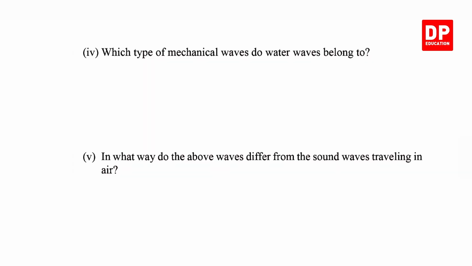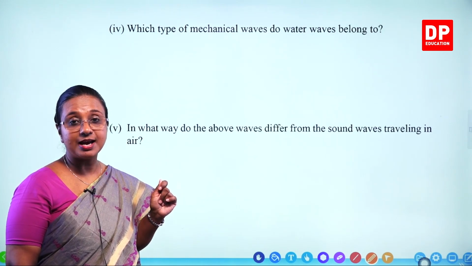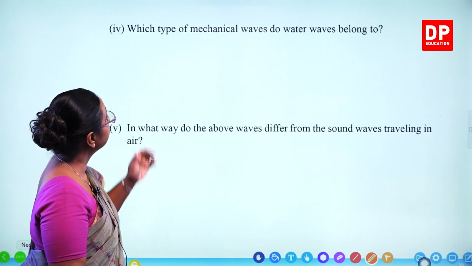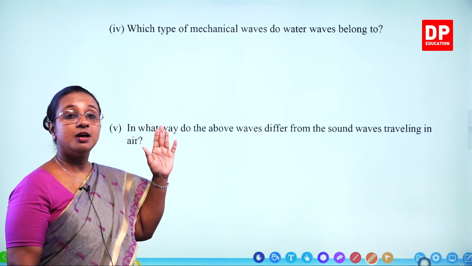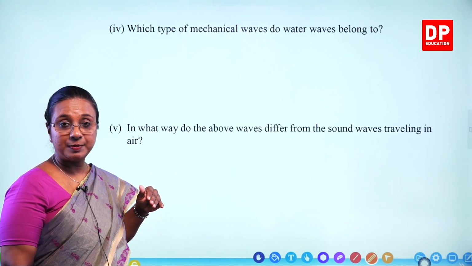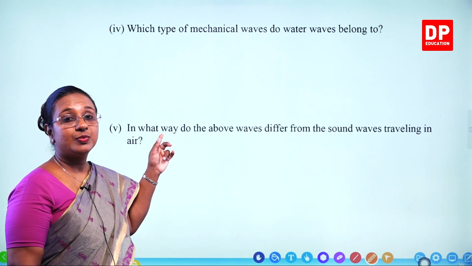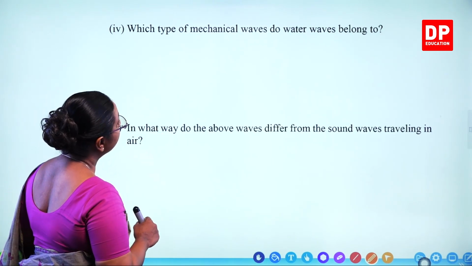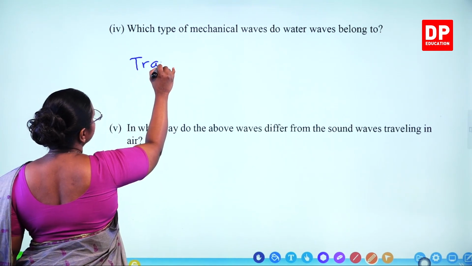The next question, which type of mechanical waves do water waves belong to? Now, we saw that they need a medium. So, I am sure you know the type. They are mechanical waves, and under mechanical waves, the direction of particle movement is one and the wave propagation is perpendicular to that. So, therefore, they are transverse waves. So, which type of mechanical waves do water waves belong to? We can say transverse waves.